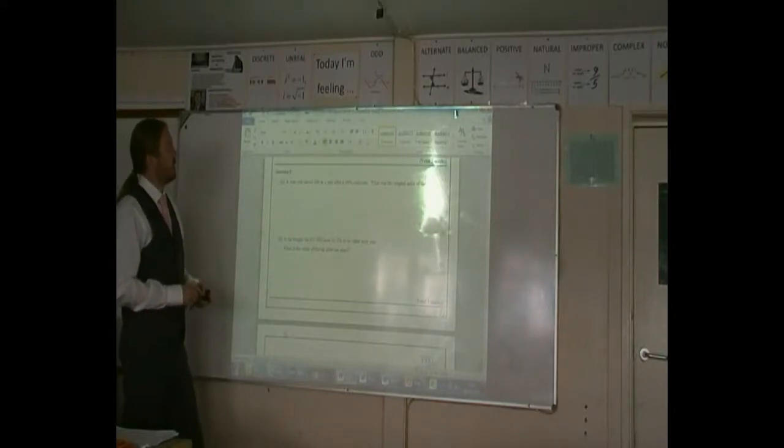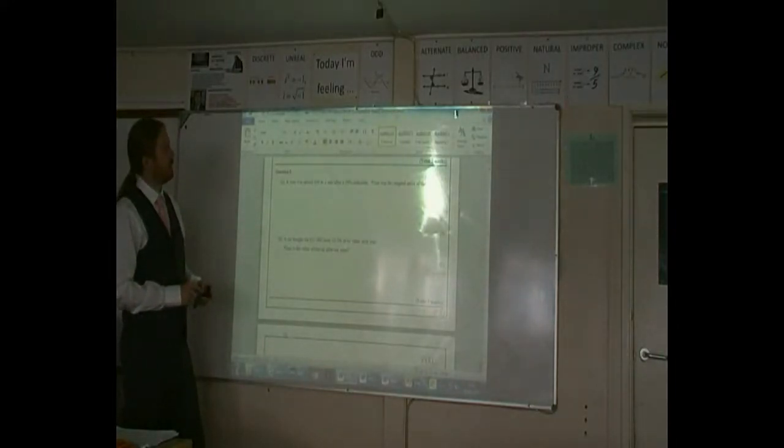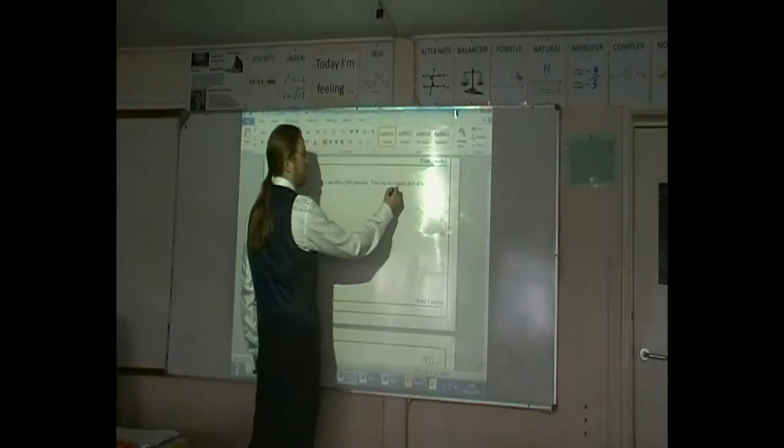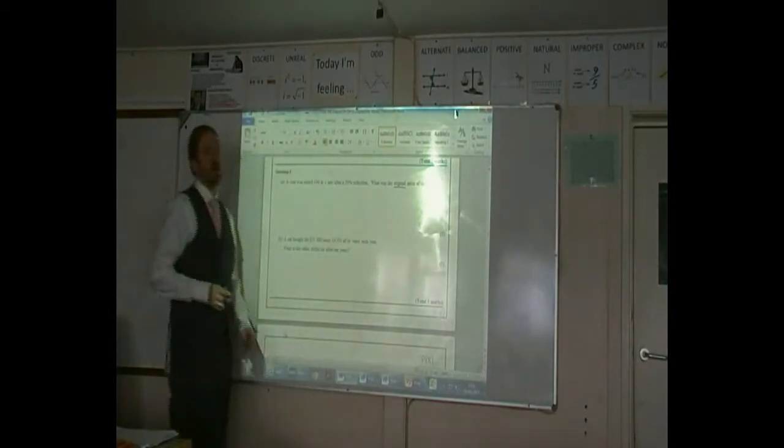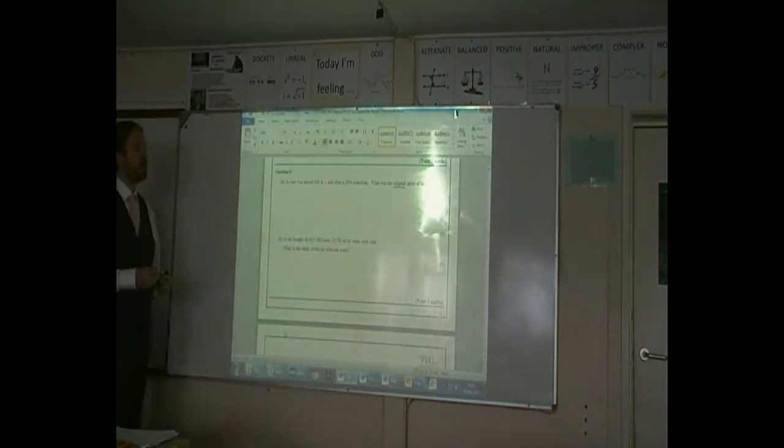Question 8. A coat was priced £64 after a 20% reduction. What was the original price? Look for this word, original. We know that's going to be a reverse percentage question. We don't get many of these.